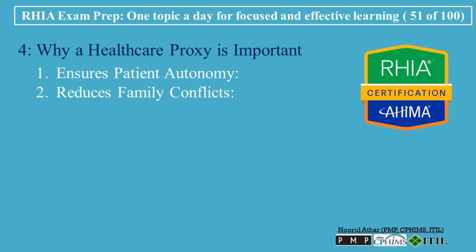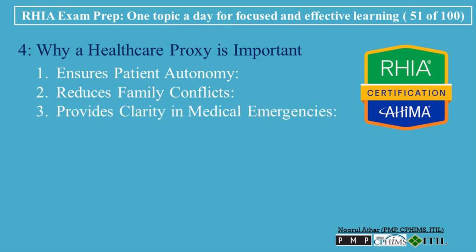2. Reduces family conflicts. In the absence of a clear healthcare proxy, family members may disagree on what medical decisions are best for the patient, leading to conflict and stress. By designating a proxy, the principal avoids confusion and ensures that one person has the authority to make decisions, reducing the likelihood of disagreements.